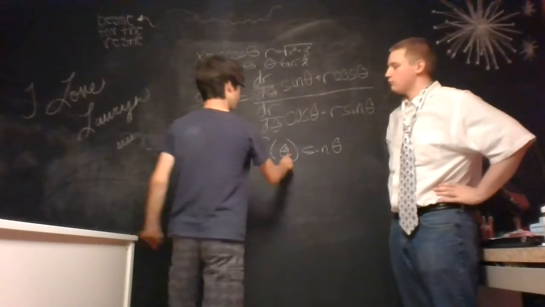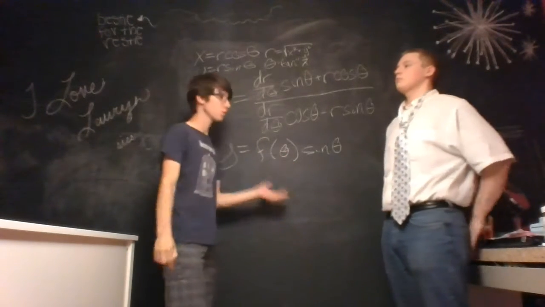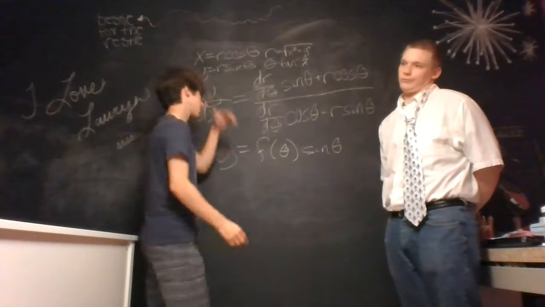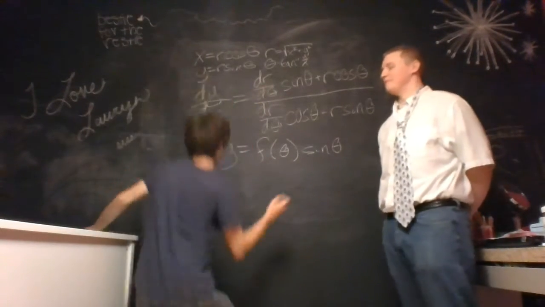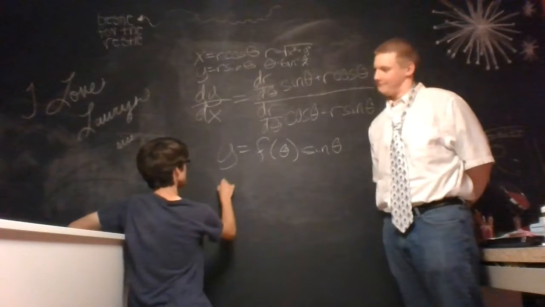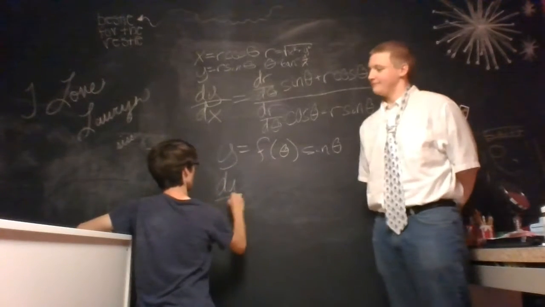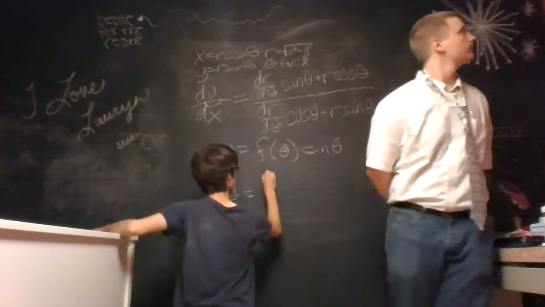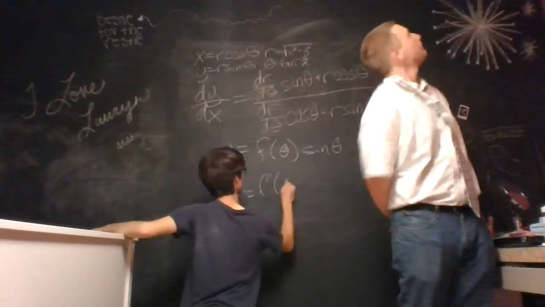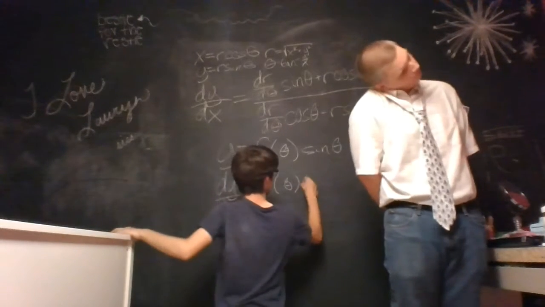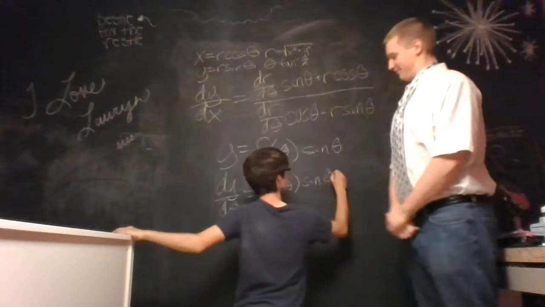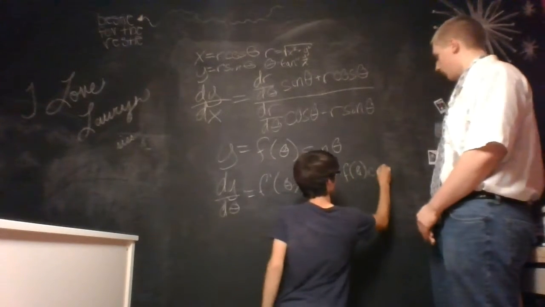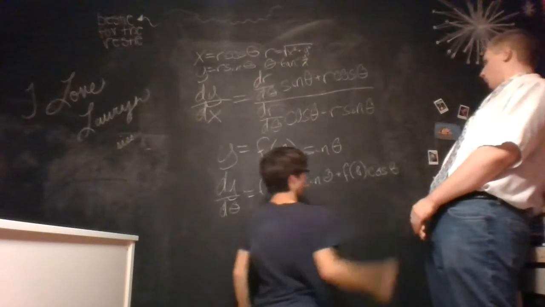So when we take the derivative of this, we will actually just get a simple product rule. It makes much more sense, I think, than that mess. So what you'll get is dy over d theta equals f prime of theta sine theta plus f of theta cosine theta.